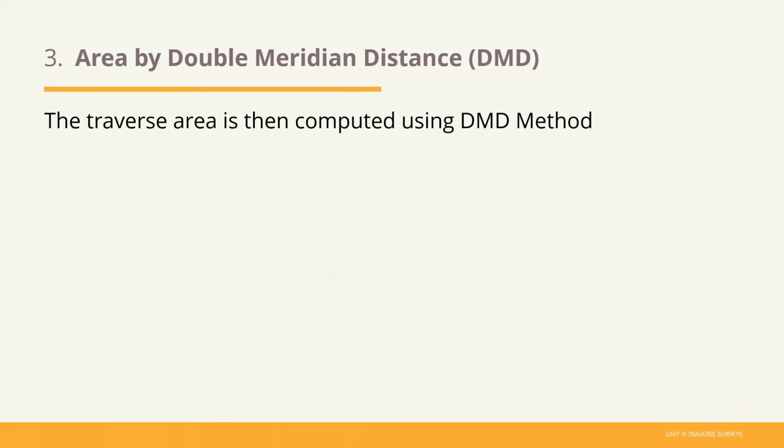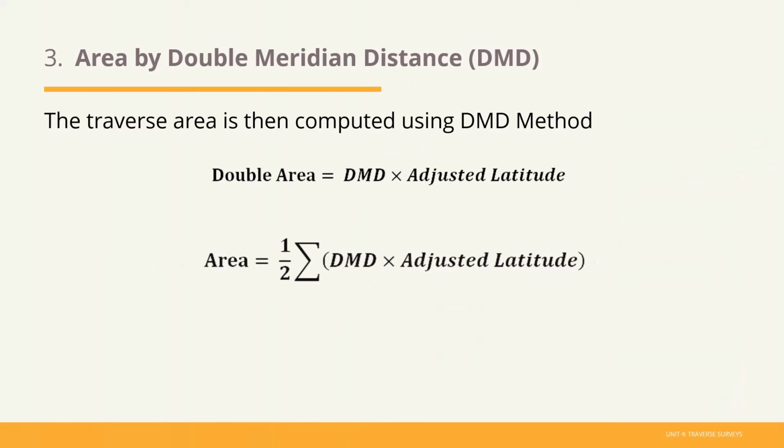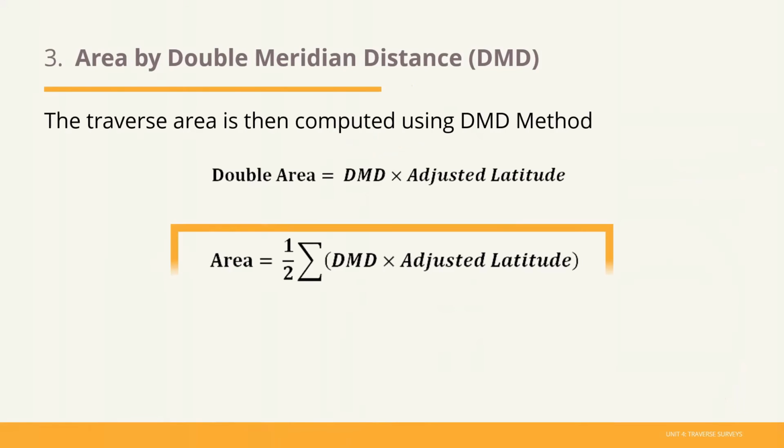The traverse area is then computed using the DMD method, having the formula: double area is equal to the DMD multiplied by the adjusted latitude. Or we can have area is equal to 1/2 times the summation of DMD times adjusted latitude, or just the summation of the double area.